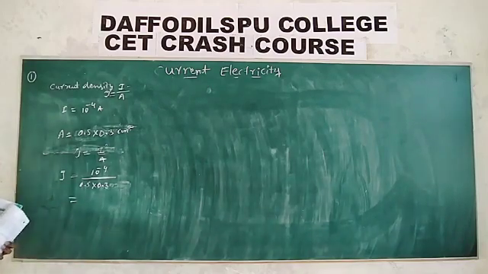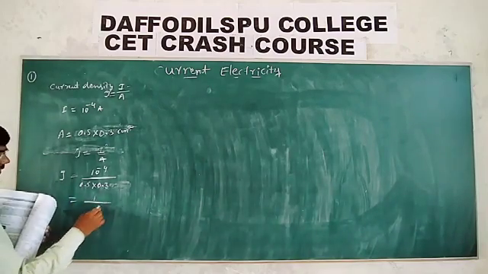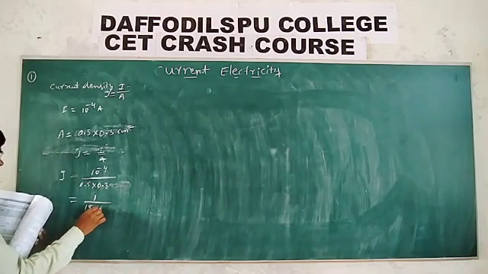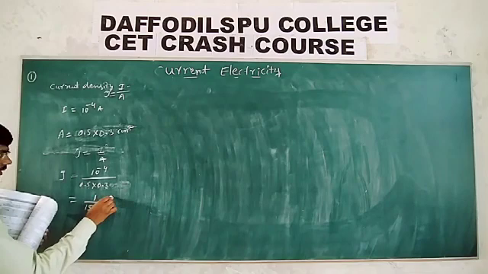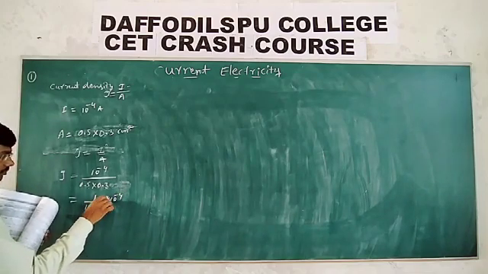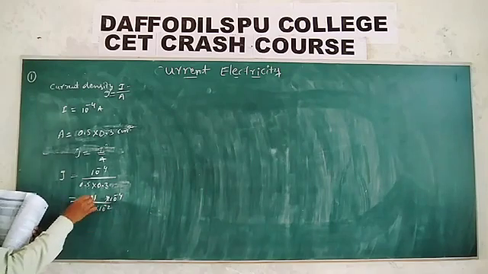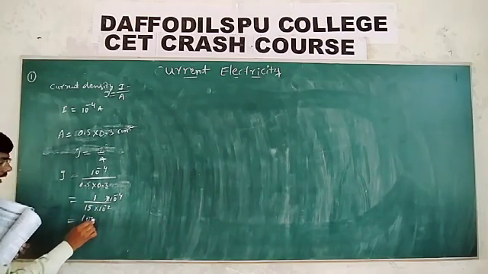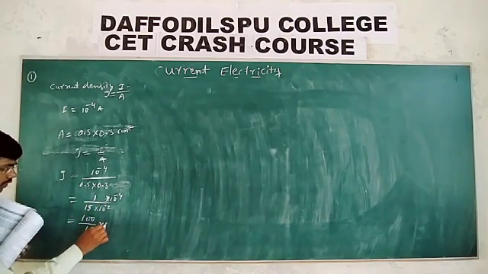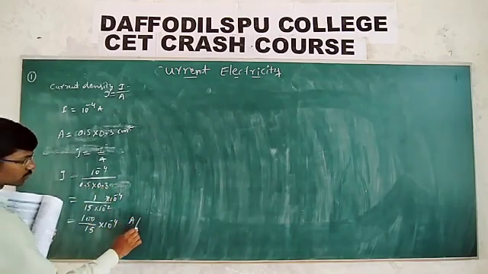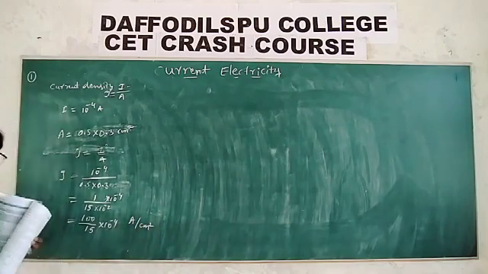That is equal to, here you can write 1 by 5 into 3, 15 into 10 power minus 2 into 10 power minus 4. Now if you take the 10 power minus 2 across, it goes to 10, 100. So 100 by 15 into 10 power minus 4. This is in centimeter square. The unit is ampere per centimeter square.